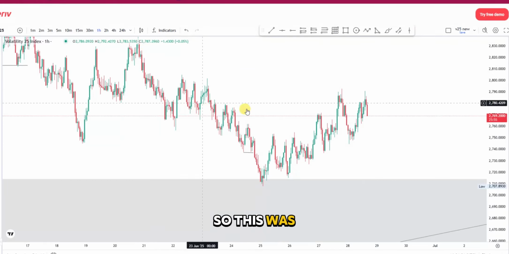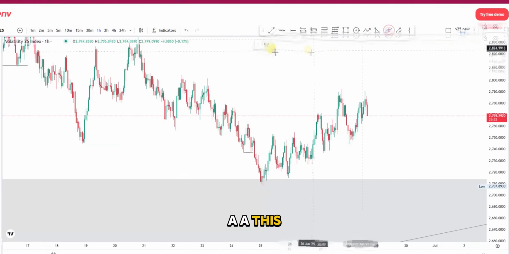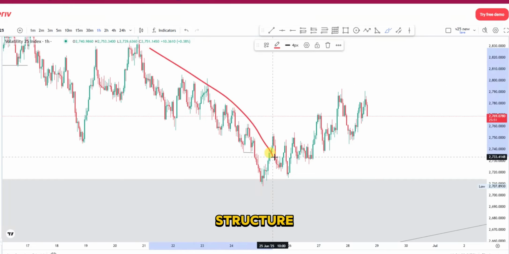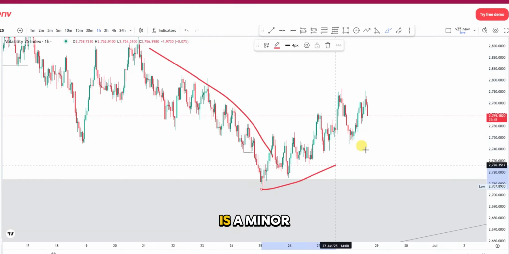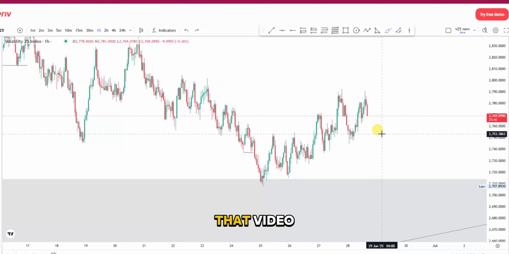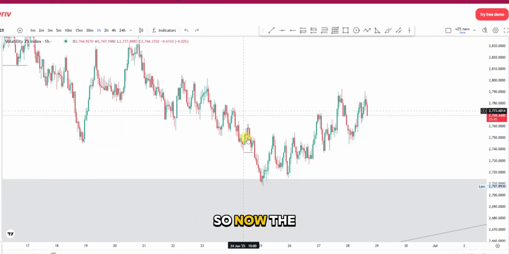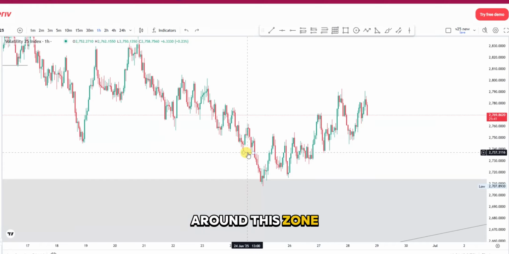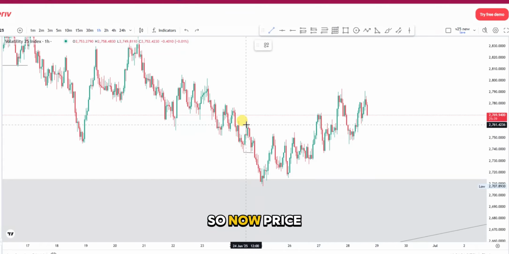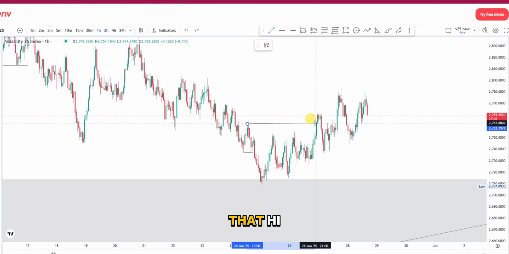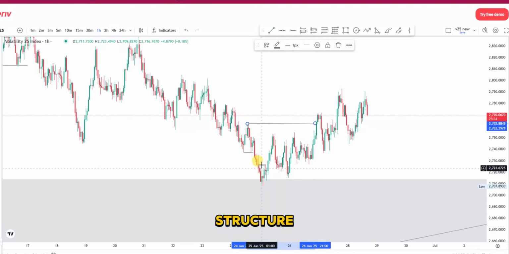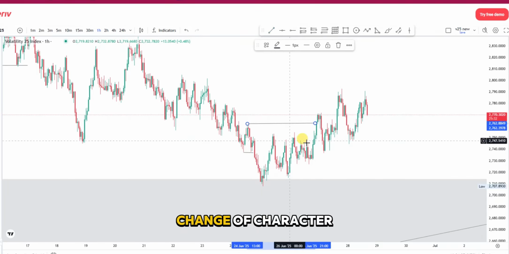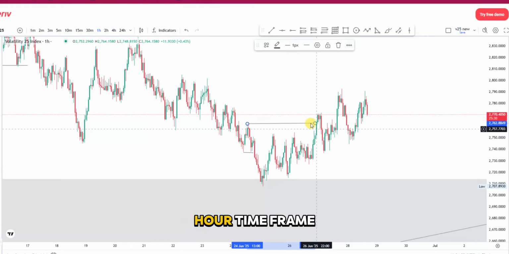So this is a substructure, and then this is a minor structure. When you watch that video, you will understand. So now the last break of structure on the substructure occurred around this zone on the 1 hour time frame. So now price came and took that high, which gave us a break of structure, giving us a change of character on the 1 hour time frame.